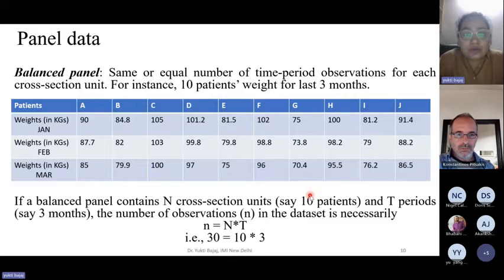Now, this kind of data, if you look at, is balanced data. How can I say it? If you count these observations, how many observations are these? 30 observations, right? So 3 months of data for 10 patients, that means n cross t, 3 into 10, which comes out to be 30 observations. This kind of data is known as a balanced panel, wherein you have an equal number of observations for each. All the patients have 3 observations in front of them, right? So this kind of data is a balanced panel.